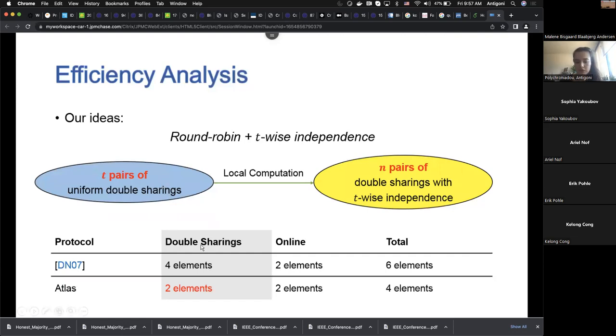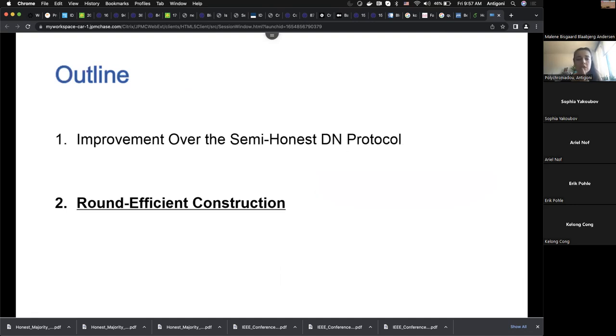So now for the double shares, because we can use this observation, we can reduce the number of elements that we need to exchange by half, okay, because when P1 is honest, as we observed above, we don't need them to be uniform, okay. So this is the first observation. We immediately go from 4 elements to 2 elements, and in the online phase it's the same. We just changed the double sharing generation, so the online is 2 elements in both cases. Okay. So that was the first improvement to the Damgård-Nielsen protocol.